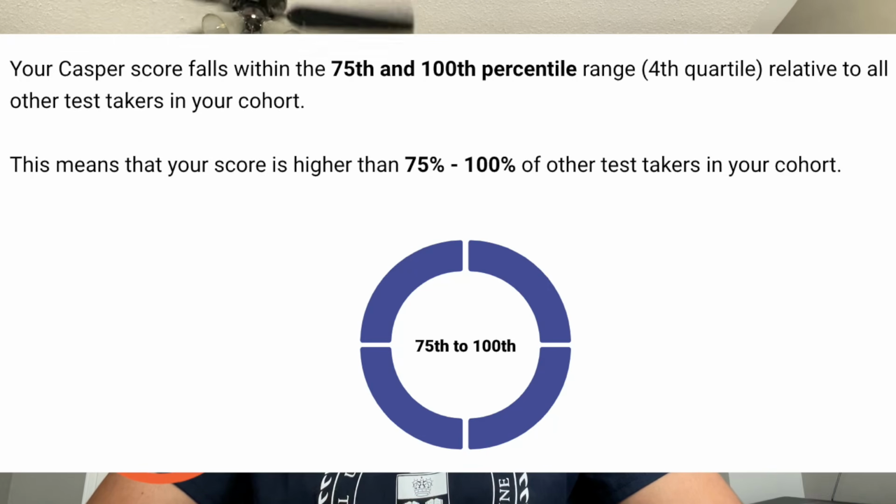If you're trying to get into medical school, you've probably heard of what Casper is. You might have even heard that a fourth quartile in the Casper is the cream of the crop. We could give you the strategies that you need to get a fourth quartile, but what if we showed you these strategies in action?